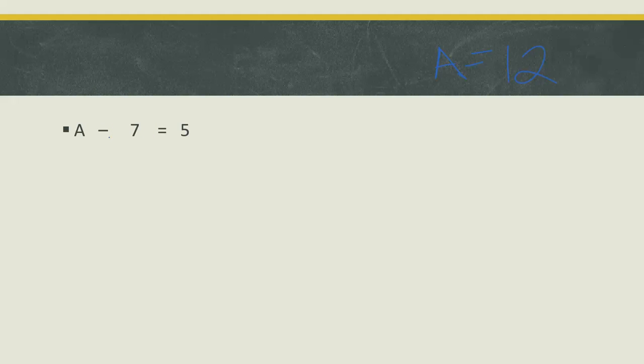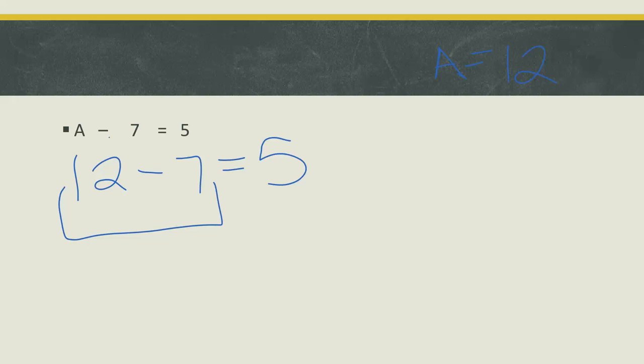Let's check it. I go back to my original equation. It said A minus 7 equals 5. Instead of A, we're going to put in our answer of 12. Keep everything else the same. 12 minus 7 equals 5. Let's make sure that that's true. 12 minus 7? 12 minus 7 is 5. So my answer of A equals 12 is correct.